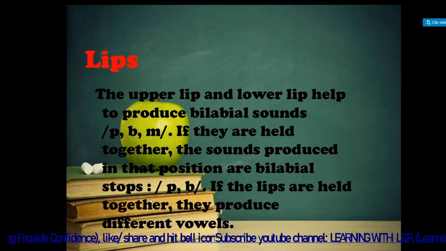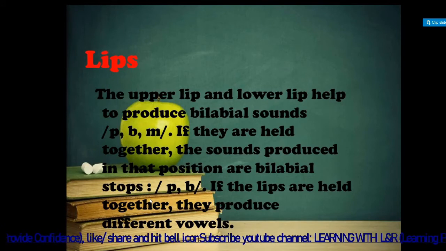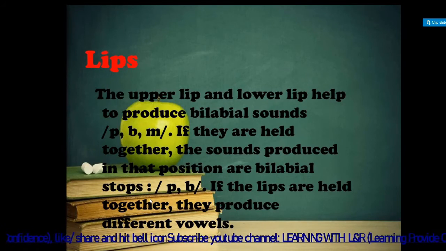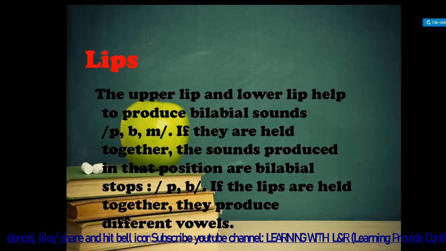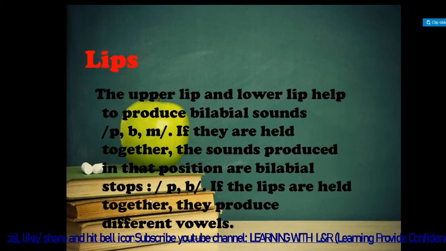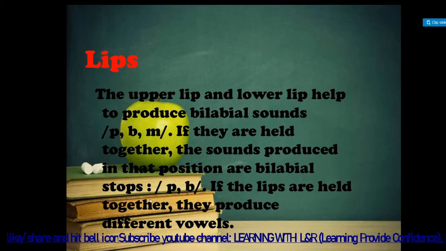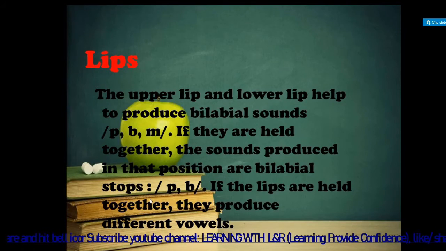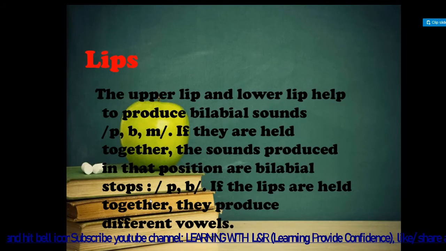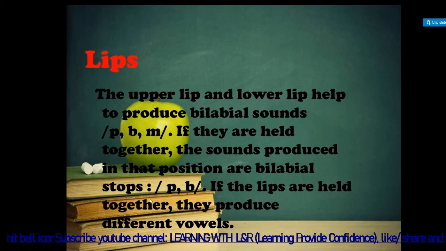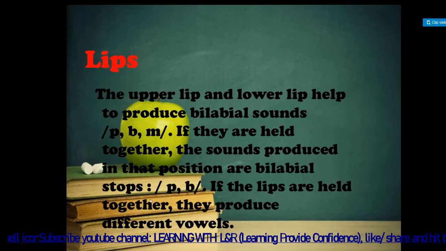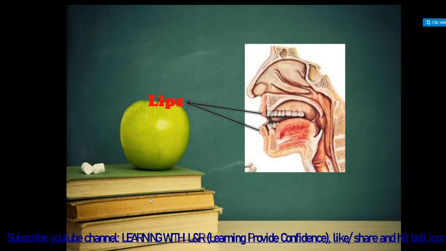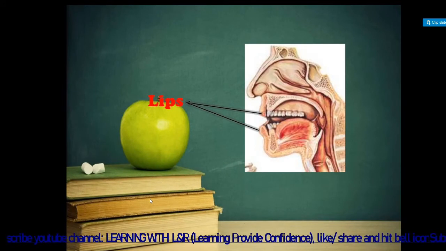And in these three sounds, the position of the lips is different when we say P, B, M, right? If they are held together, the sounds produced in that position are bilabial stops. Then say P, B. If the lips are held together, they produce different sounds, right? Then this is the organ of speech, that is lips.